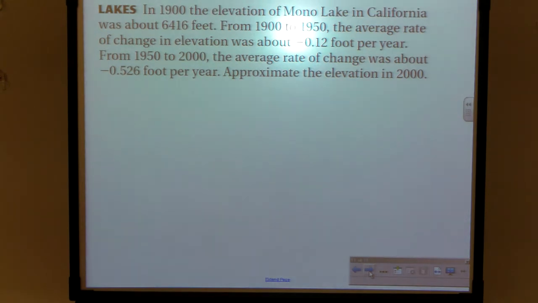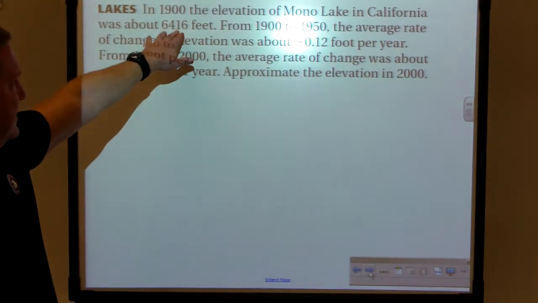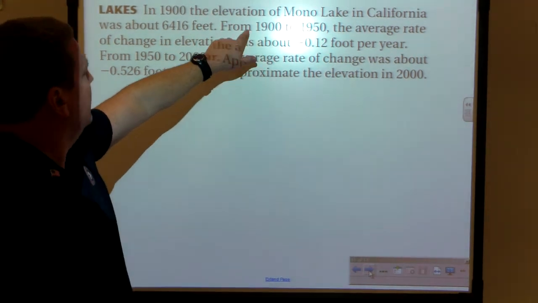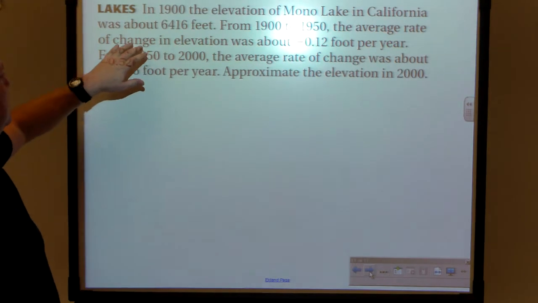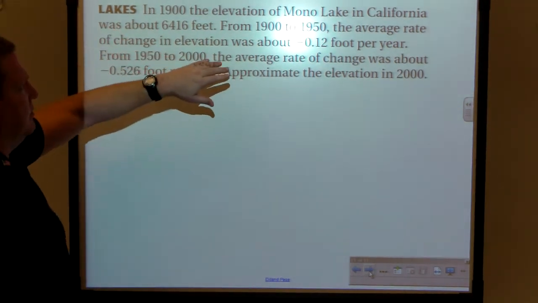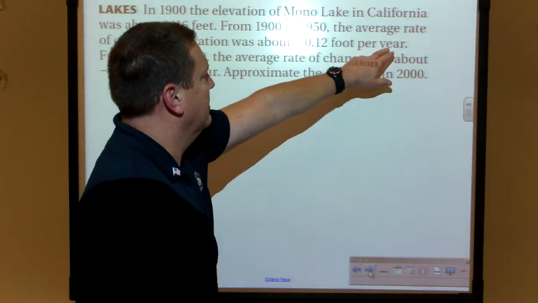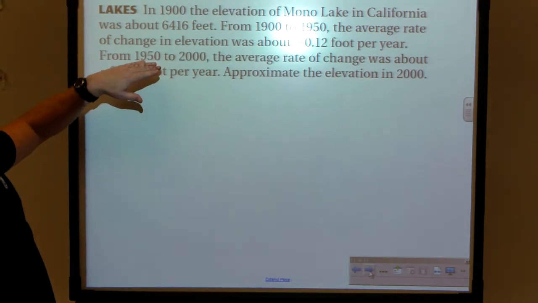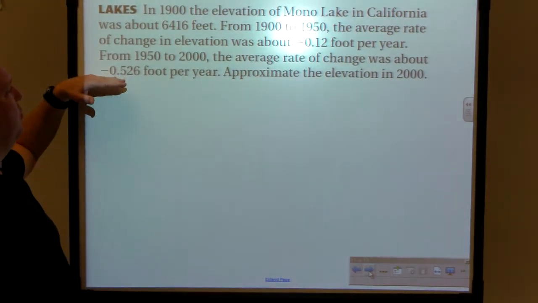Here's an example where we have some changes. In 1900, the elevation of Mono Lake in California was about 6416 feet above sea level. From 1900 to 1950, the average rate of change, so it's changing, was about -0.12 feet per year. That's a rate, feet per year. Feet compared to year, that's what makes it a rate. From 1950 to 2000, the rate of change was about -0.526.